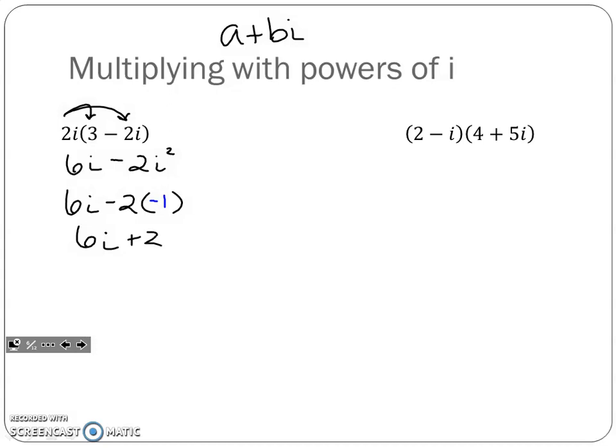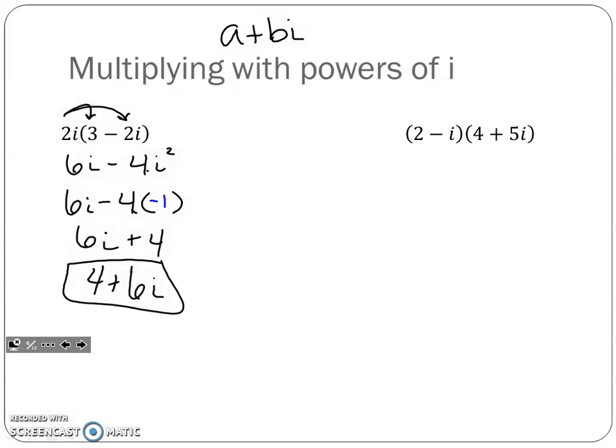Crap. It's not 2i squared. It'd be minus 4i squared. So this would be a negative 4 times negative 1, which would make this a positive 4. My bad. Again, not final answer. 4 plus 6i would be our final answer. My bad on that. 2 times 2 is 4.